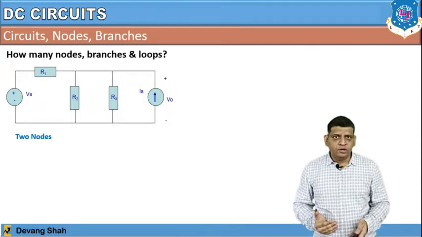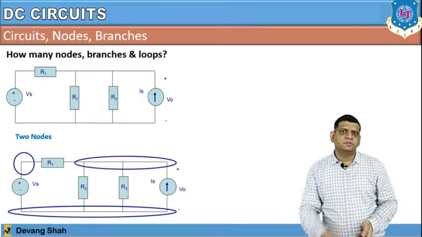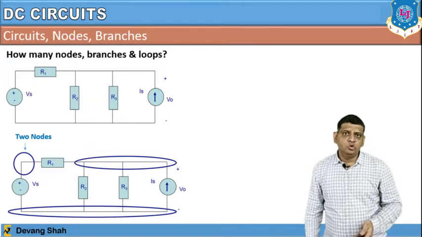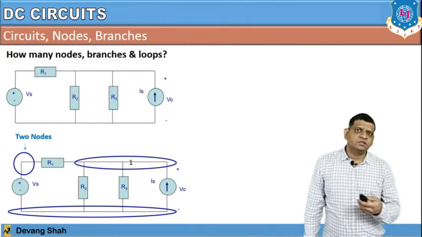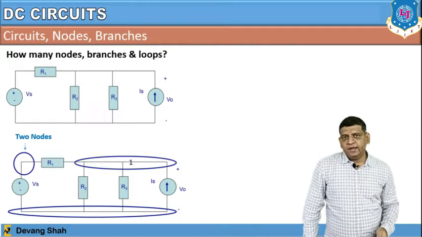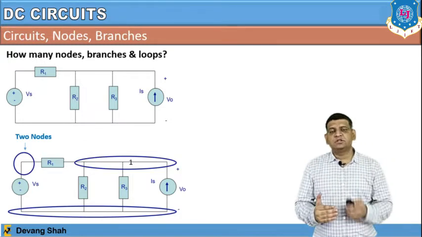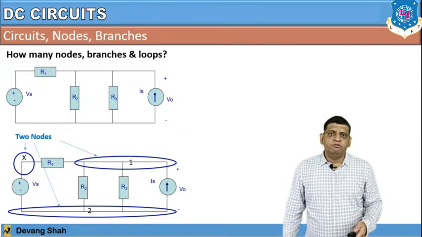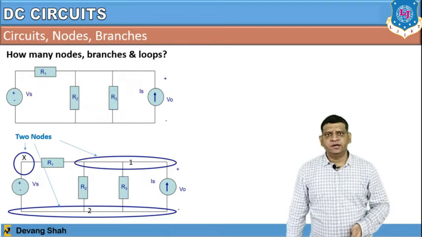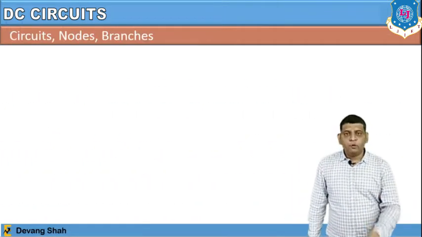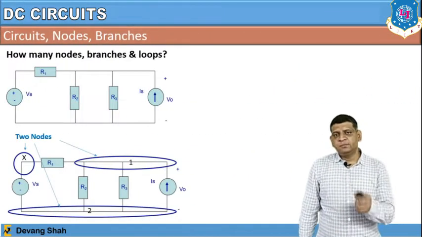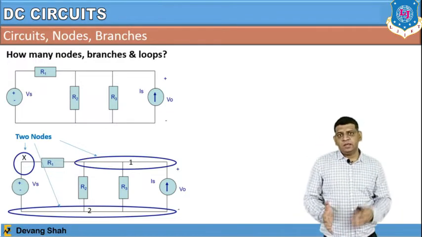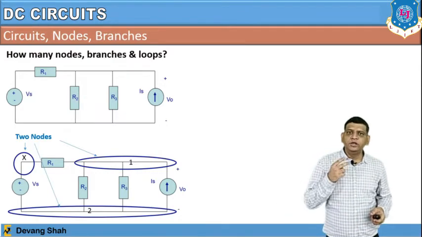So here you can see, this is one of the nodes, where at least three or more components are connected at one point. This is the second node, where three or more components are connected. But consider the point X here. You can see point X is not defined as a node. Most of the students say that there are three nodes, but ultimately there are only two nodes, right?